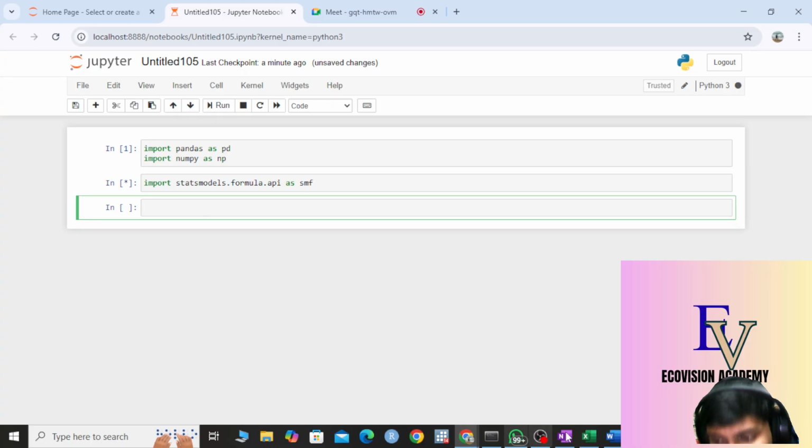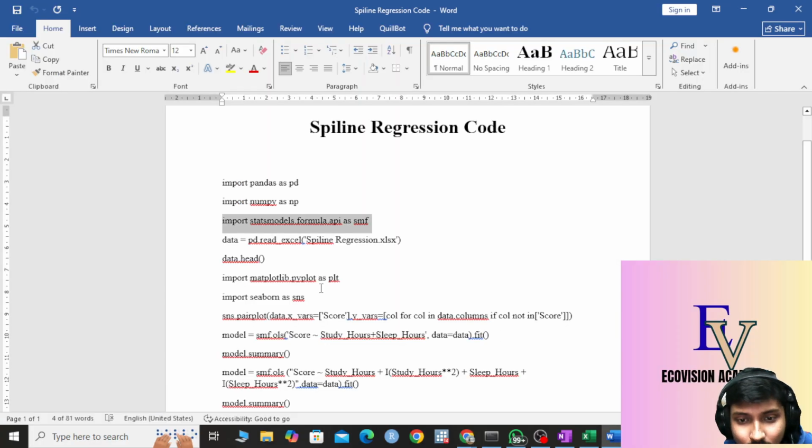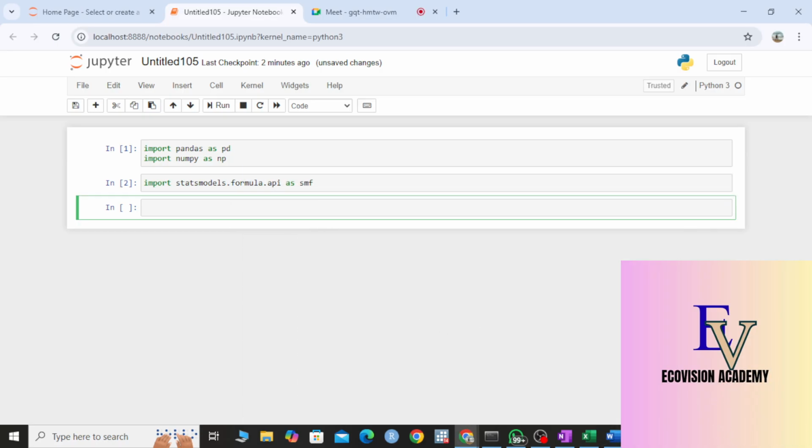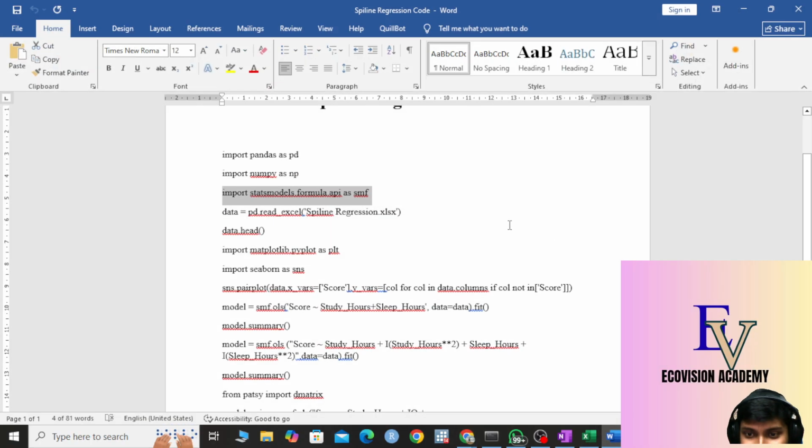Fine. This is another library we have taken up. Now we will read the data. Just tell me the code. I will name the data as data. What will be the code if I want to read the data? Data equals pd dot read underscore excel. And in the brackets, the title of the file dot xlsx.